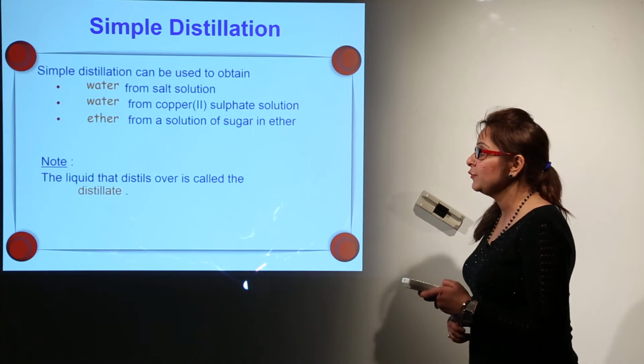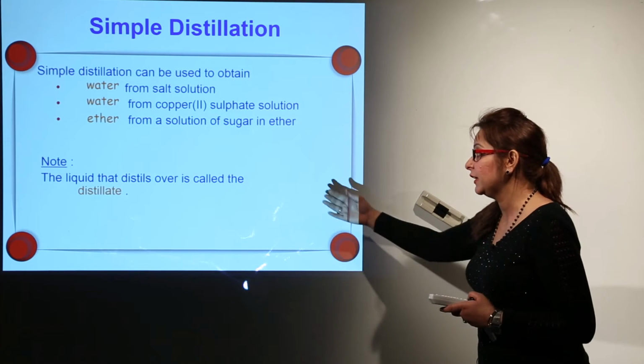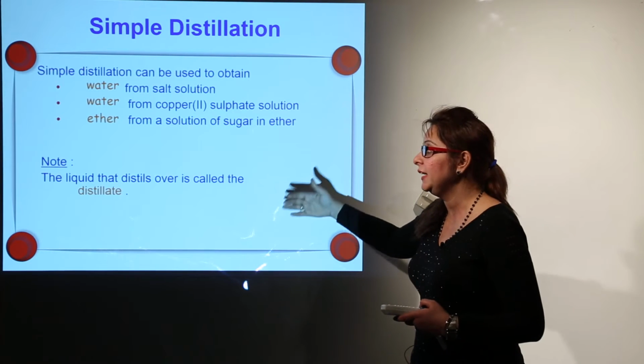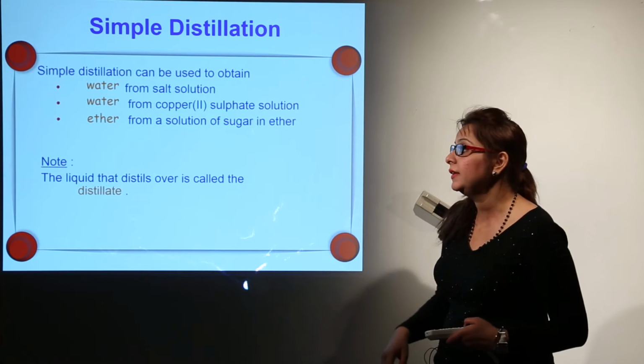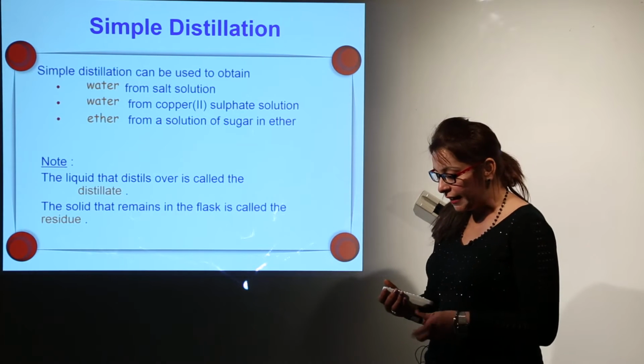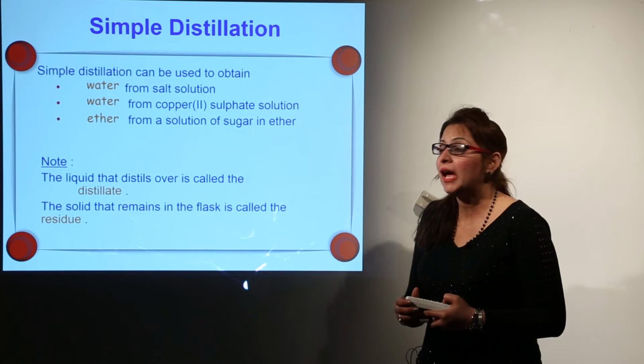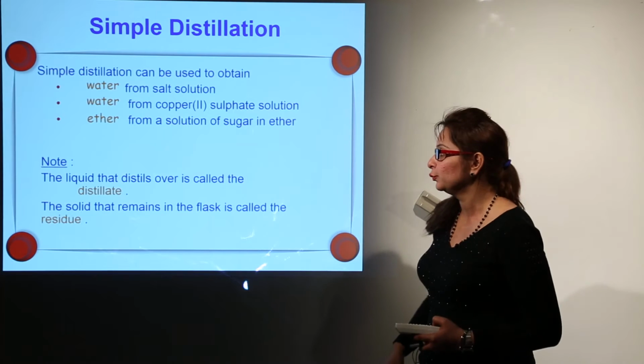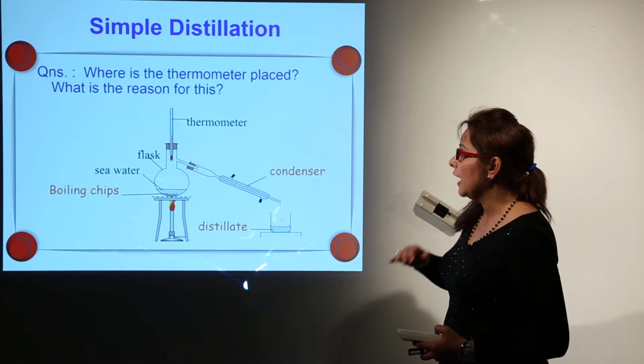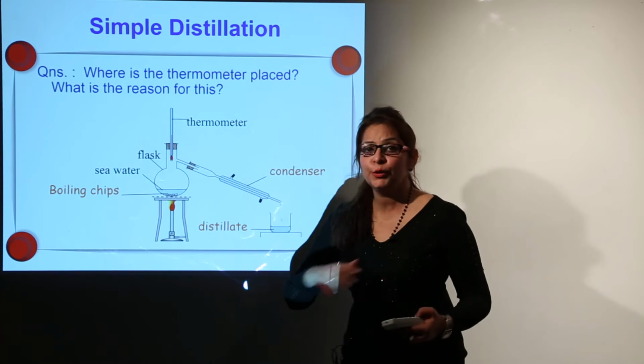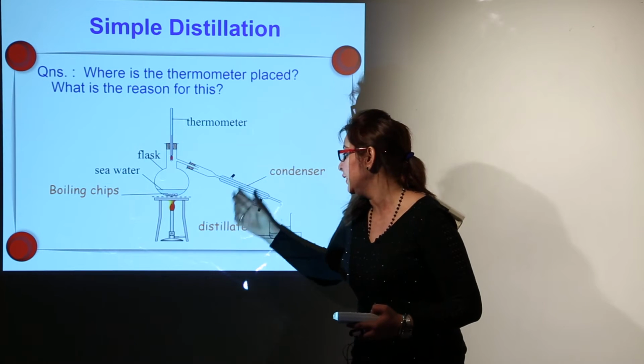What you have to keep in mind is that the liquid that collects here, that distills over, is called the distillate, and the solute which is left in the flask is called the residue.